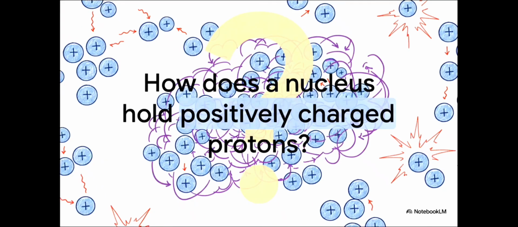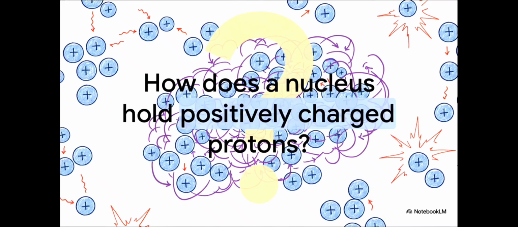Now, this is where things get incredibly dramatic. We have this tiny, ultra-heavy nucleus packed tight with protons and neutrons. But wait a second. Here is the massive elephant in the room. Basic electrostatic rules dictate that positive repels positive, right? So how does a tiny nucleus hold so many positively charged protons together without just violently blowing apart?